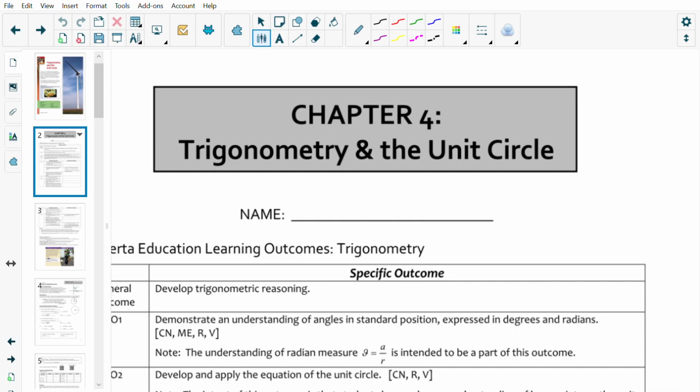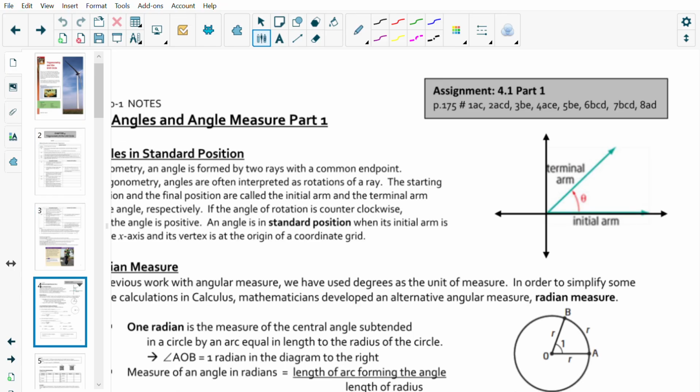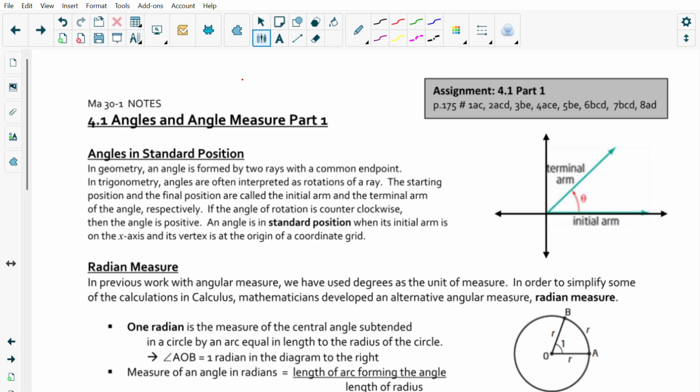Okay, have a read through that, and let's start with the very first lesson, 4.1, angles and angle measures. So this is part 1. Let's revisit the idea of angles and standard position.